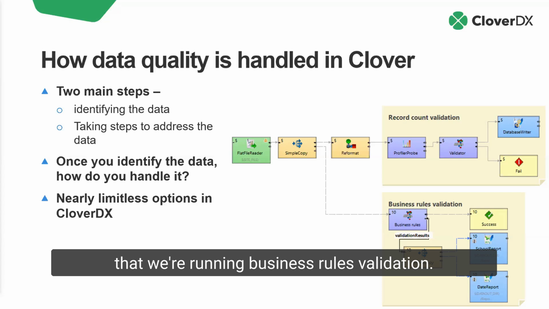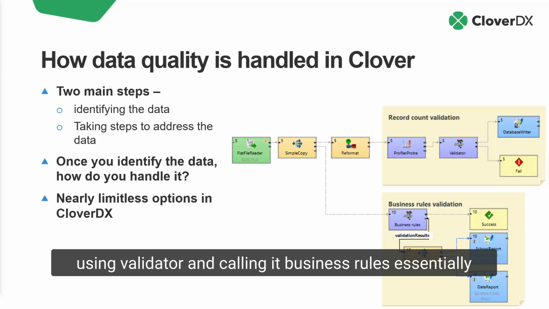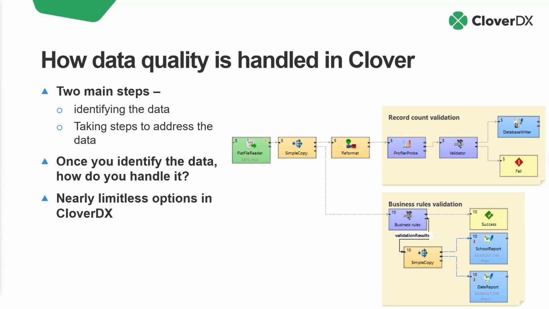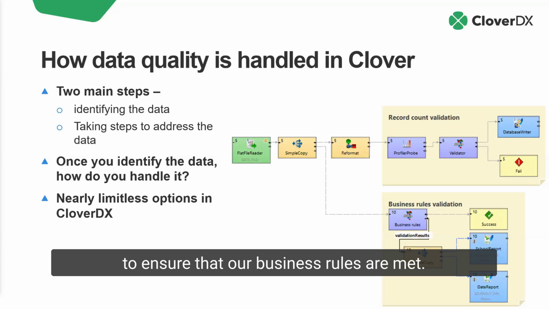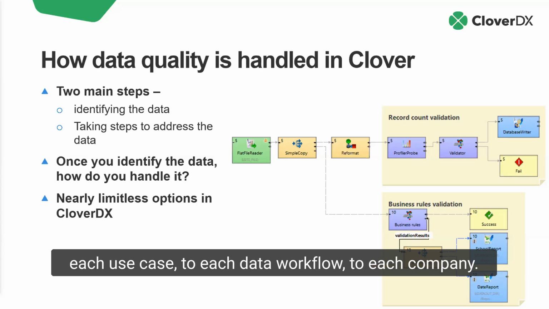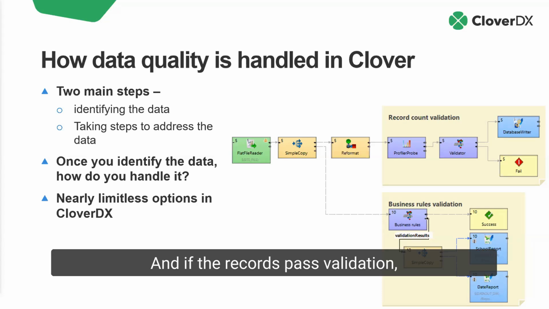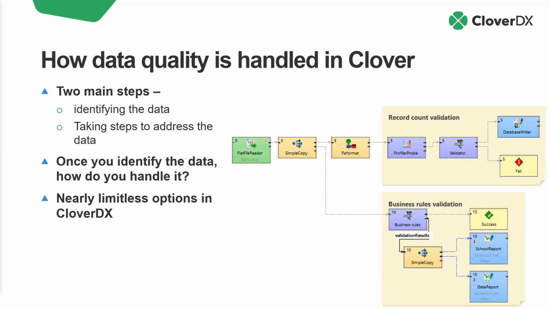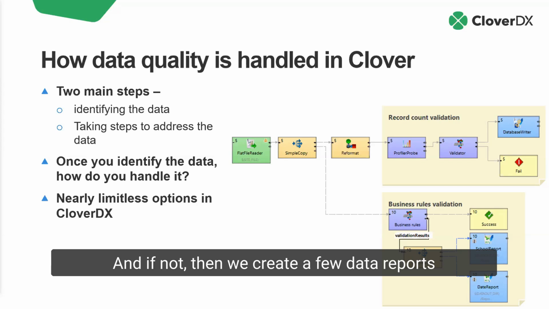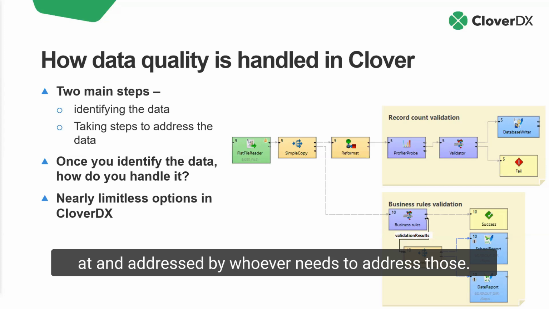Beyond that, you can also see that we're running business rules validation underneath that. There you can see that we're using validator and calling it business rules essentially to ensure that our business rules are met. And these, as you can imagine, are very specific to each use case, to each data workflow, to each company. If the records pass the validation, great, we mark them as successful. And if not, then we create a few data reports to record those issues so that they can be looked at and addressed by whoever needs to address those.